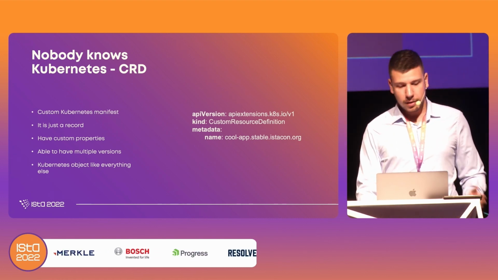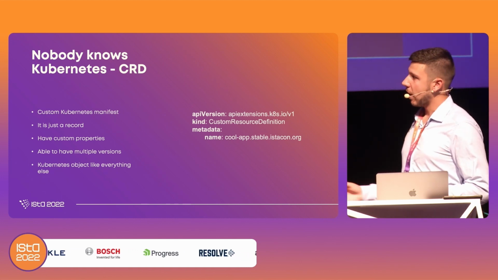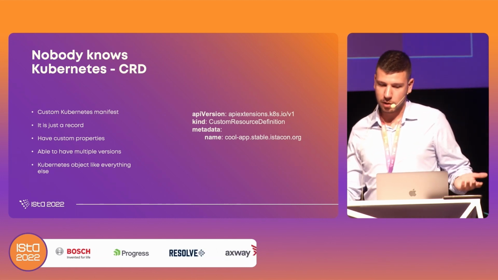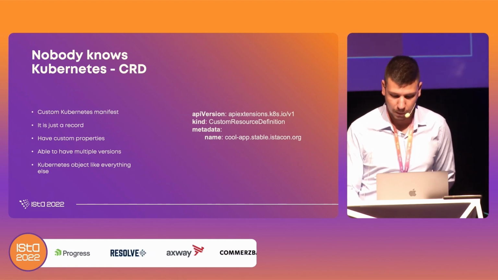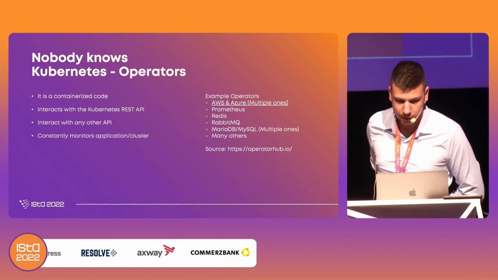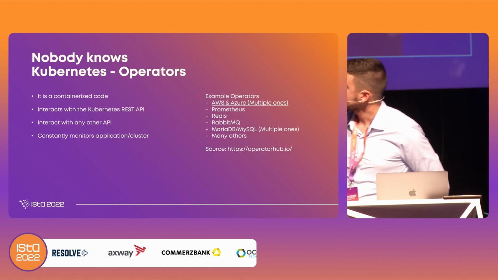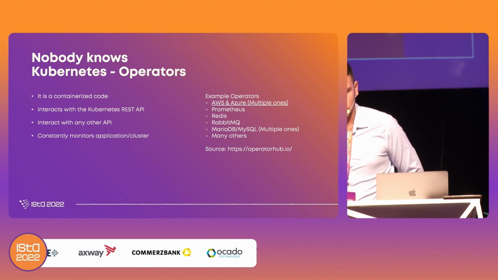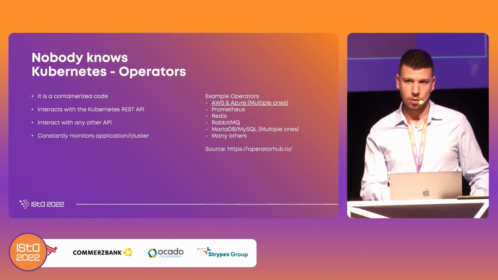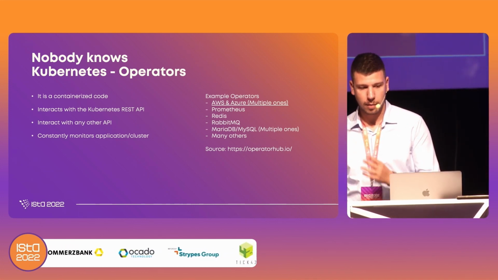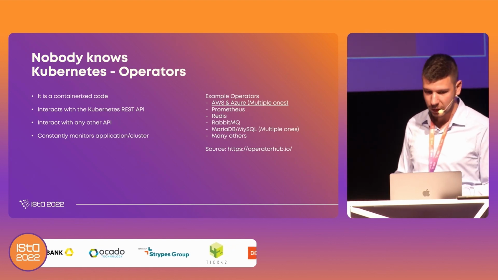So if it is just a record, how would we actually use it in Kubernetes? It's just a record, it's nothing. It stays written, but that's it. And here come the Kubernetes operators. The operators are what actually takes action. So it can monitor for those custom resource definitions and deploy something based on them.